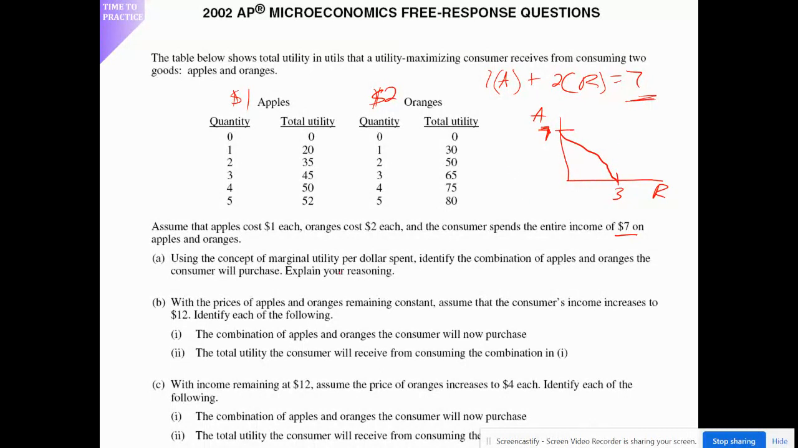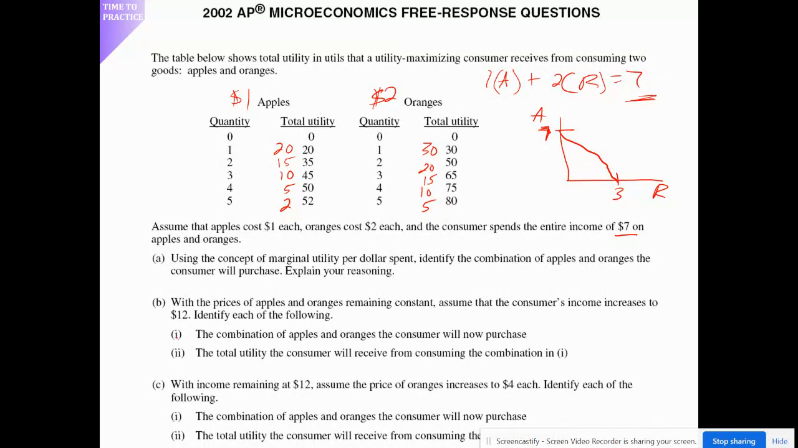So it says use the concepts of marginal utility and identify the combination of apples and oranges the consumer will purchase and explain your reasoning. So we'd have to calculate. They gave us total utility, so the marginal utility would be 20, 15, 10, 5, and 2, right? It's the difference. The marginal utilities here would be 30, 20, 15, 10, and 5.